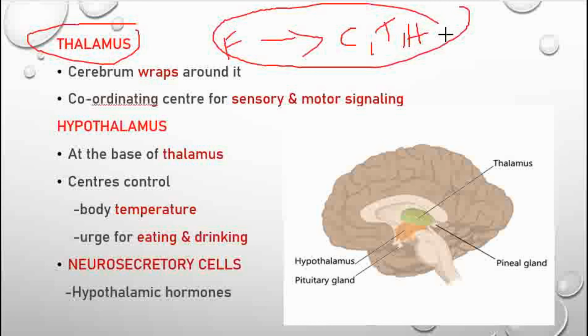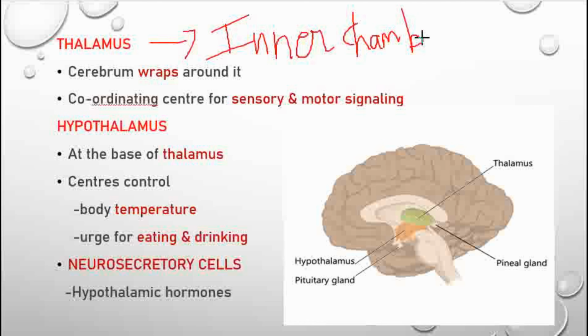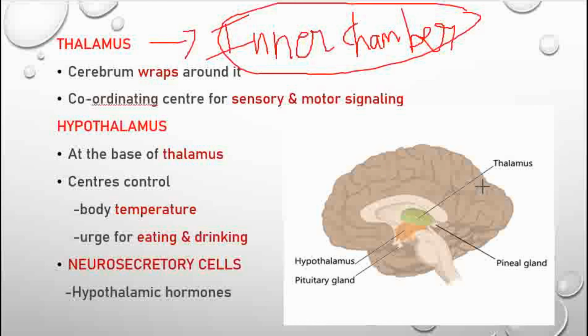So this thalamus, what is the meaning of thalamus? It is inner chamber, so that is known as a thalamus. So in the brain also it is inside only, like a bedroom. Like we have a bedroom in our house, like that this is an inner chamber in the brain. You can see it inside, beyond all the other parts.